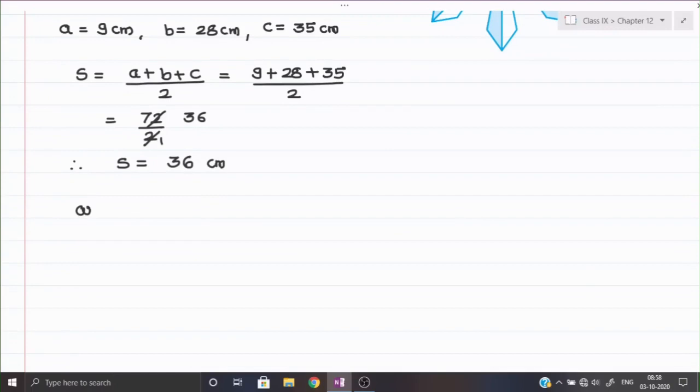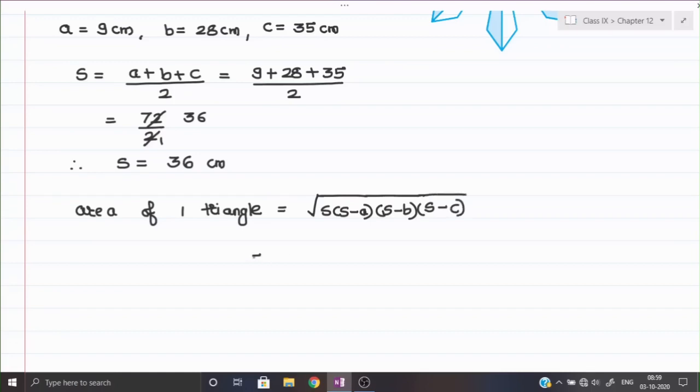So we can say that area of one triangle, that one particular triangle that we are finding, is equal to under root of the formula we shall apply here, s into s minus a, s minus b, and s minus c. So we shall write down the formula first. Okay, now further it can be written as the value over here. So we are putting the values now.